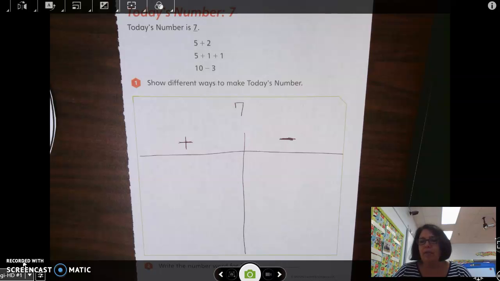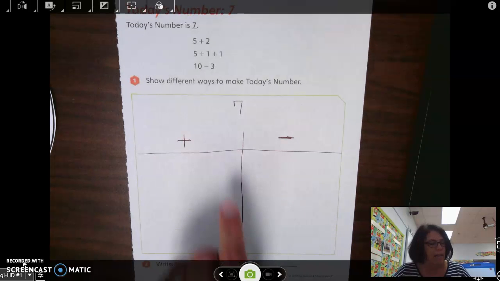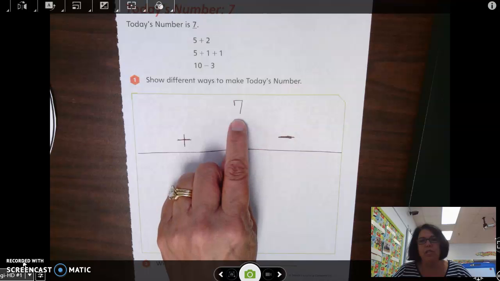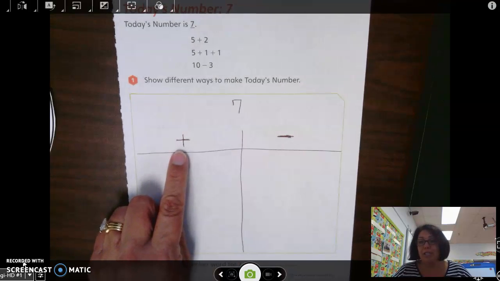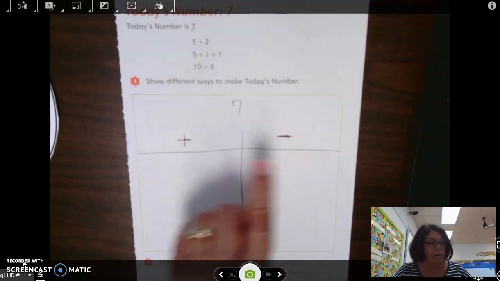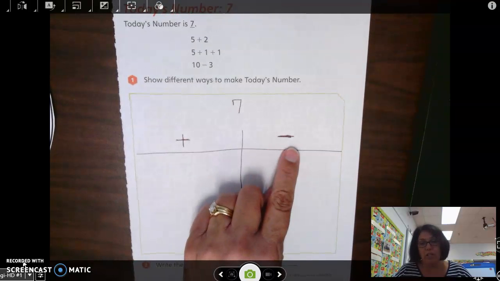I would like you to take a minute now, and on your page, today's number is 7, I want you to make a T-chart like this. And at the top, I want you to put the number 7. And over here, I want you to put the addition sign. And over here, I want you to put the subtraction sign.